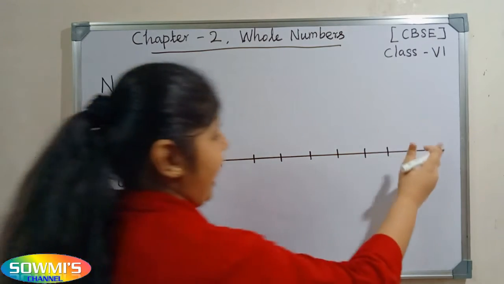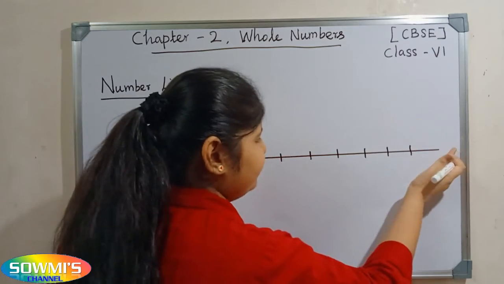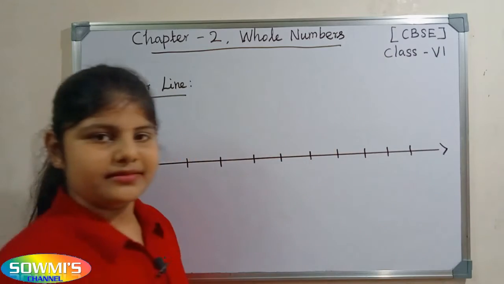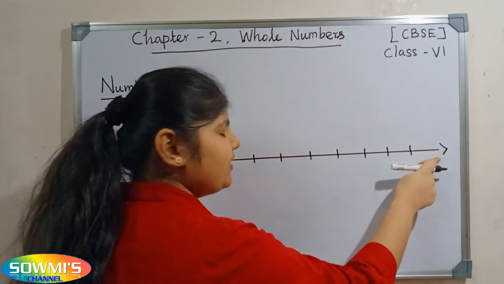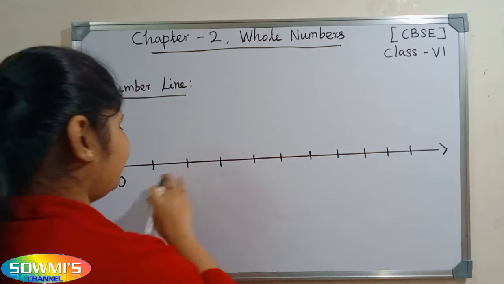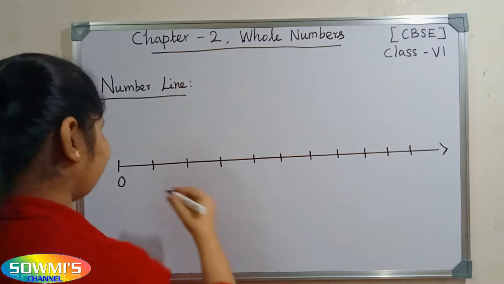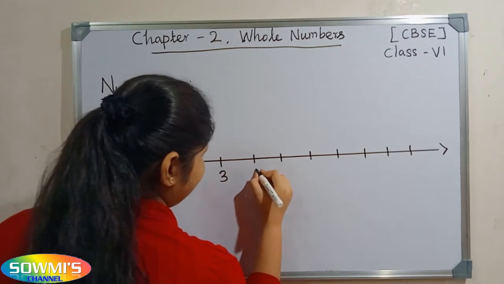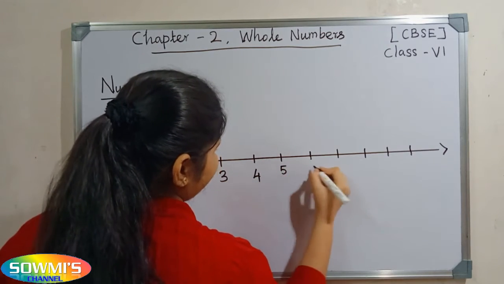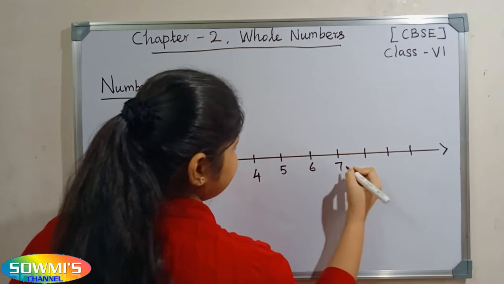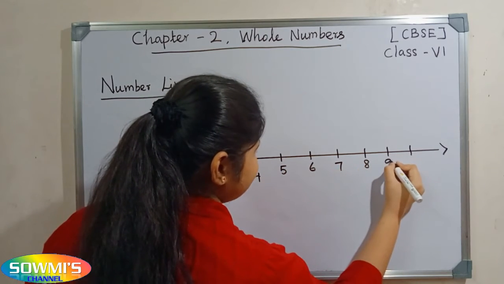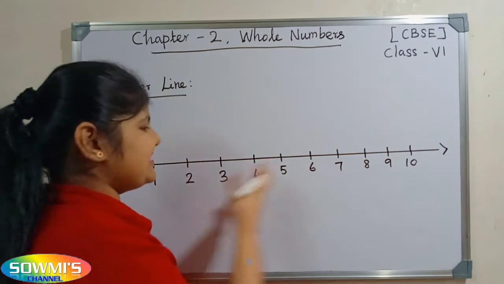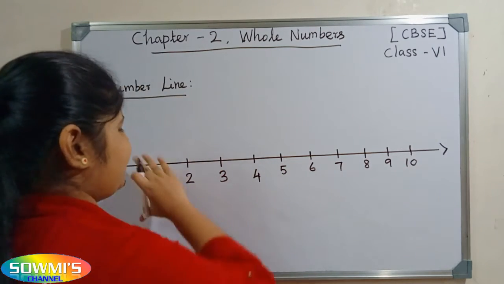Now we have to put the arrow mark at the right end of the number line. This represents that the whole numbers are infinite. Now we will write the numbers: 1, 2, 3, 4, 5, 6, 7, 8, 9, 10. This is the way of representing the whole numbers on the number line.